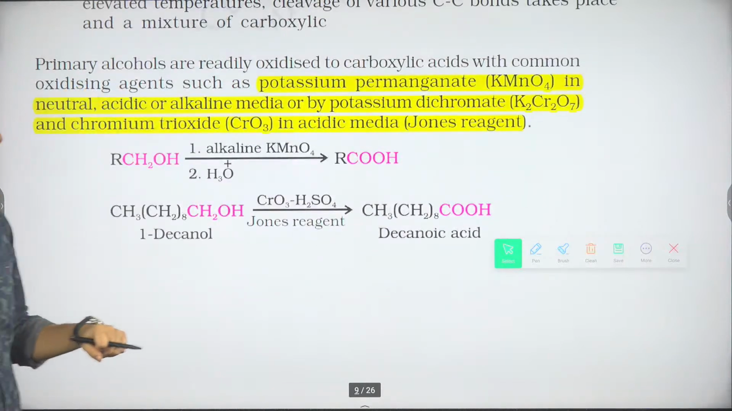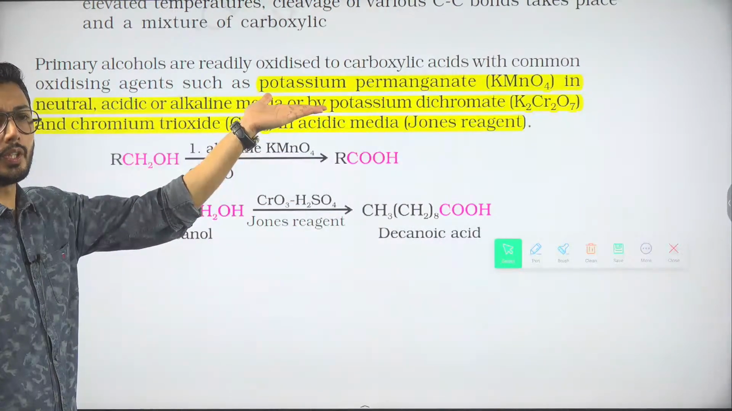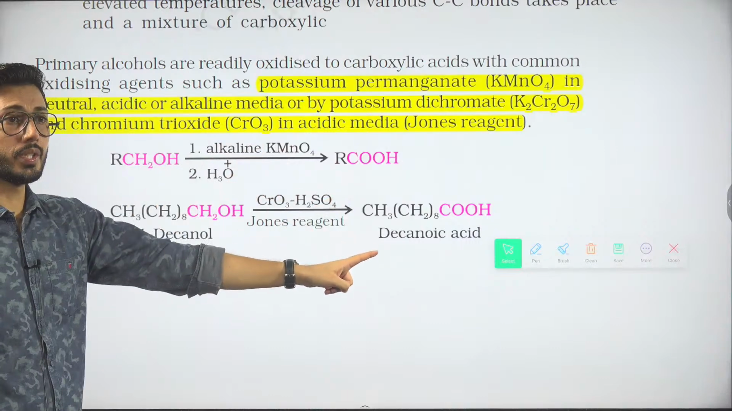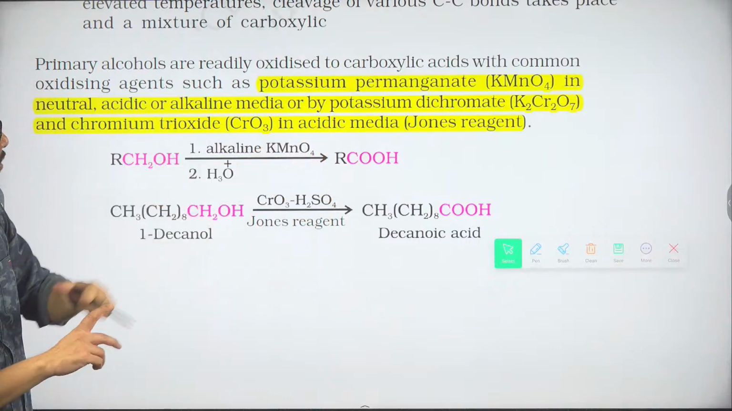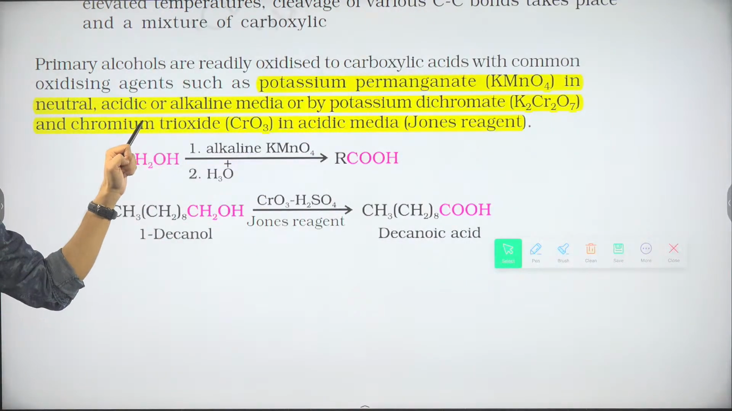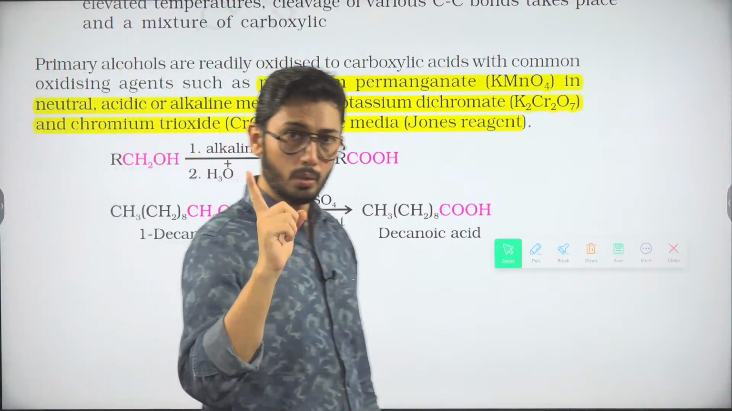Then here, it is from the carboxylic chapter, introduced here also, because this part is also related to alcohol oxidation. Primary alcohol to acid. Which reagent is given? Jones reagent. So apart from KMnO4, which medium? Neutral also, acidic also, and alkaline. All three convert primary alcohol to carboxylic acid.